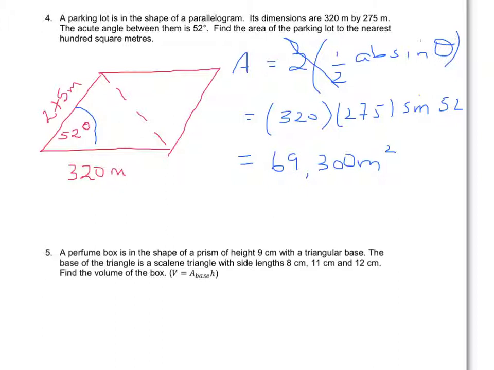A perfume box is in the shape of a prism with a height of 9 centimeters and a triangular base. The base of the triangle is a scalene triangle. Scalene means that all 3 sides are different. In this case, they measure 8 centimeters, 11 centimeters, and 12 centimeters. It wants you to find the volume of the box. So give that a try, see if you can get that diagram, and see if you can figure out the volume of this perfume box.